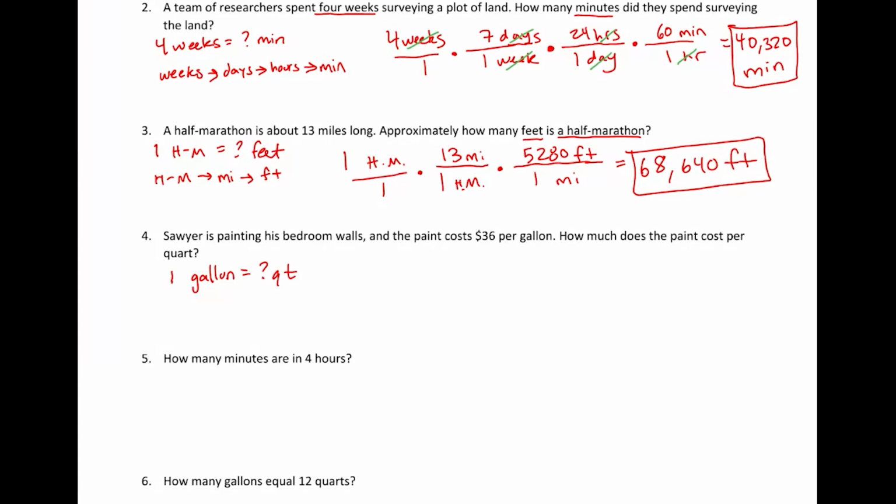And I believe I'm just checking over here. Yeah, so we actually have a conversion here. So yeah, we're just going straight from gallons to quarts here. So 1 gallon, let's see, is equivalent to 4 quarts.